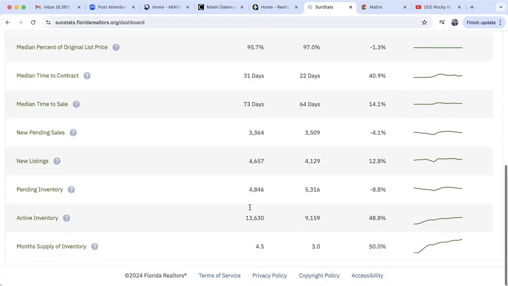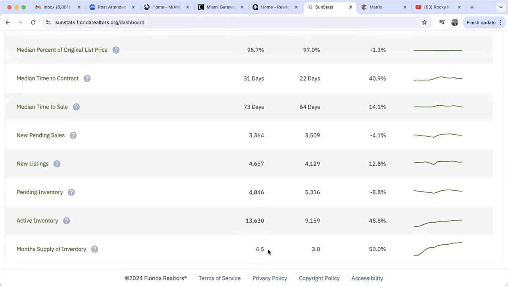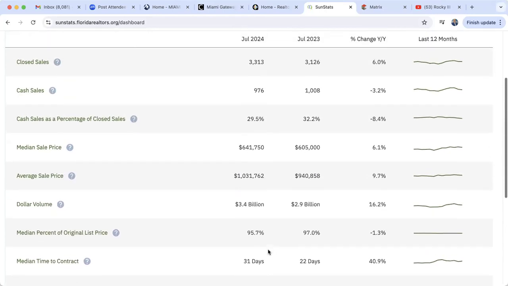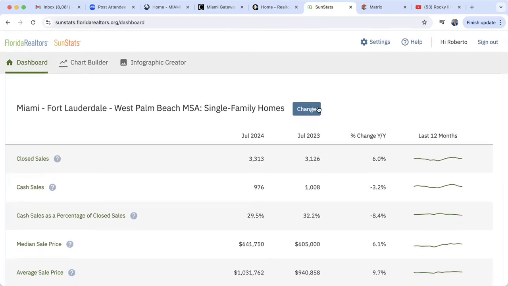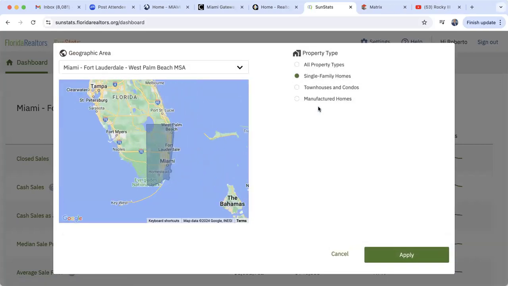And the number that I want to see is the month of supply, 4.5 months of supply. And then what is the total median sales price? $641,000 for our Tri-County metro area. Okay, with an average price of $1 million. Dollar volume 3.4. Now, would you say that this market is hotter than the Tampa area? Let's go ahead and study that.